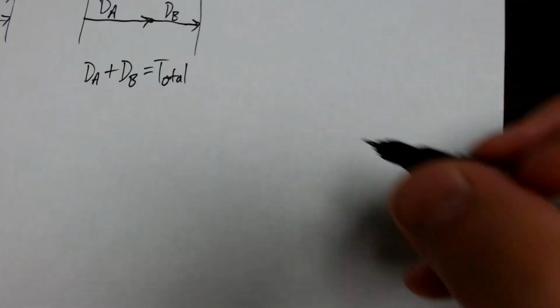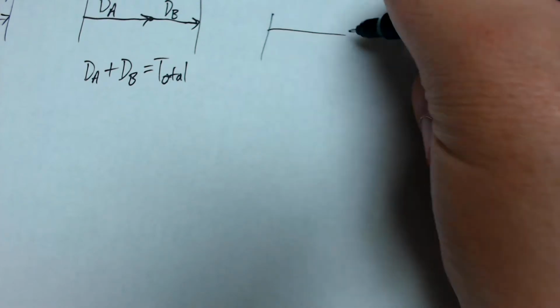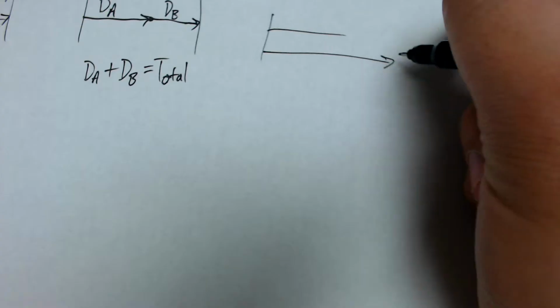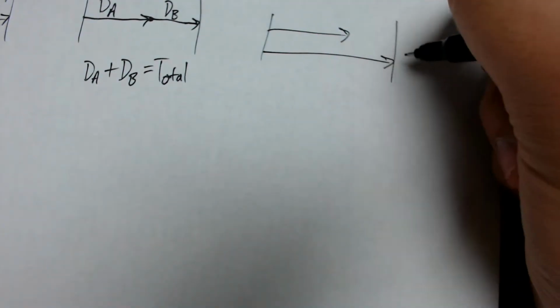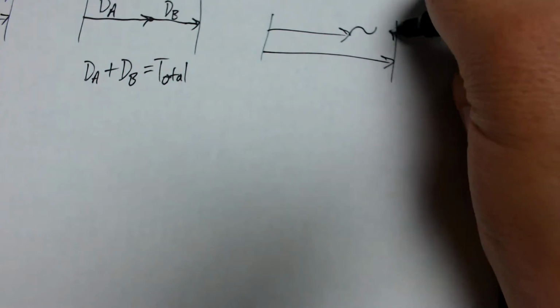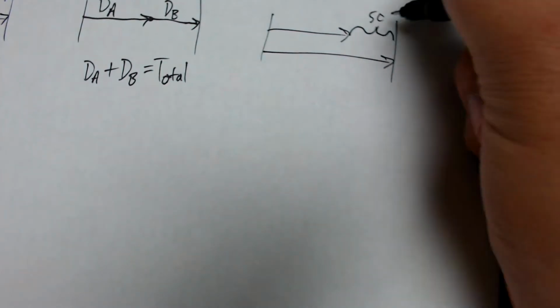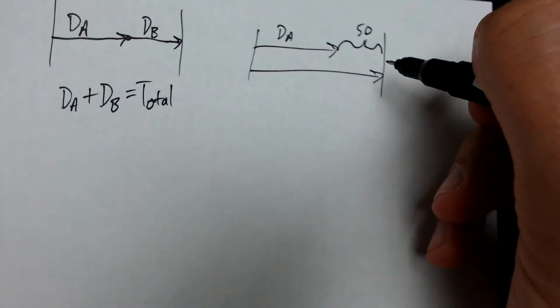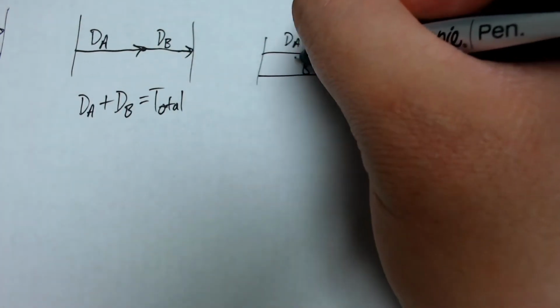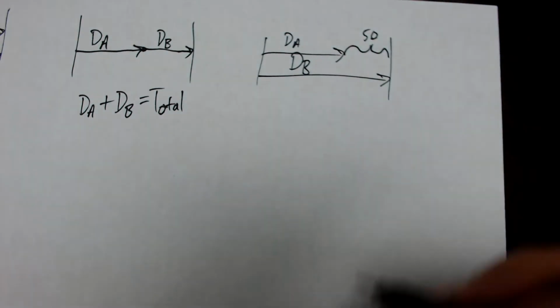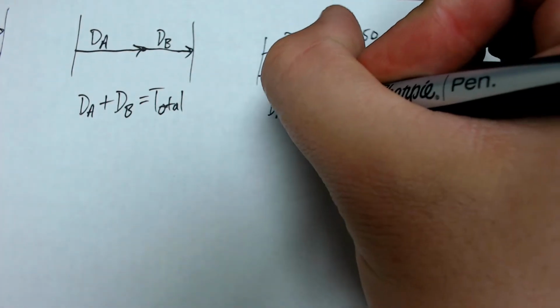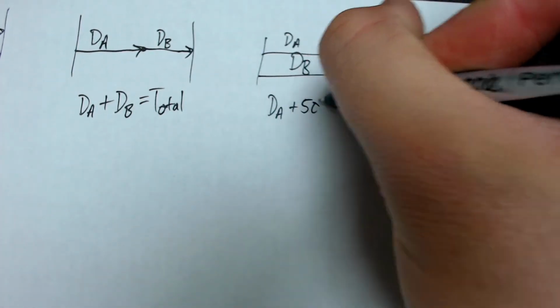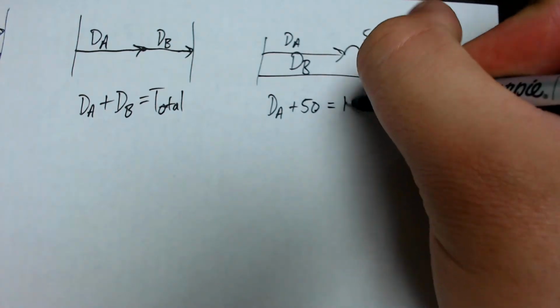And then the last one is where the two distances are unequal. And we'll make this amount like 50. So in this one, distance A is like 50 miles shorter than distance B. So this equation would read distance A plus 50 equals distance B.